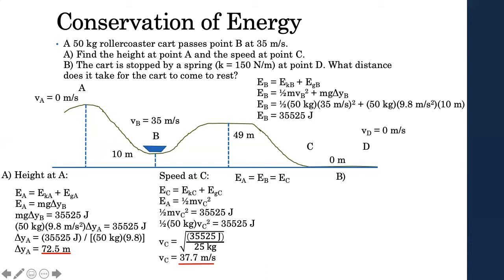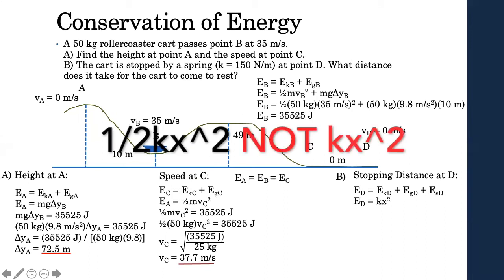Exactly. And what proportion of the kinetic energy is converted into spring potential energy? Absolutely. When it hits 0 meters per second, all of the kinetic energy has been converted into elastic potential energy held in the spring. So to find the stopping distance, we're going to need the spring energy equation.